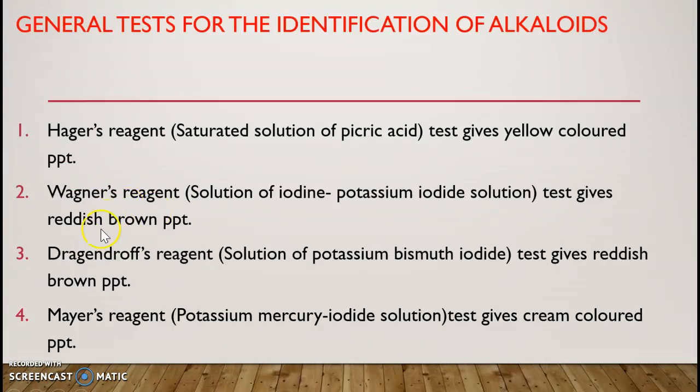Dragendorff's reagent test. Here the Dragendorff's reagent is a solution of potassium bismuth iodide. When the solution is treated with this reagent, it gives rise to a reddish brown precipitate. And the fourth one is Mayer's reagent test, where the reagent consists of potassium mercuric iodide. When the solution of the alkaloid is treated with Mayer's reagent, it gives a cream colored precipitate.